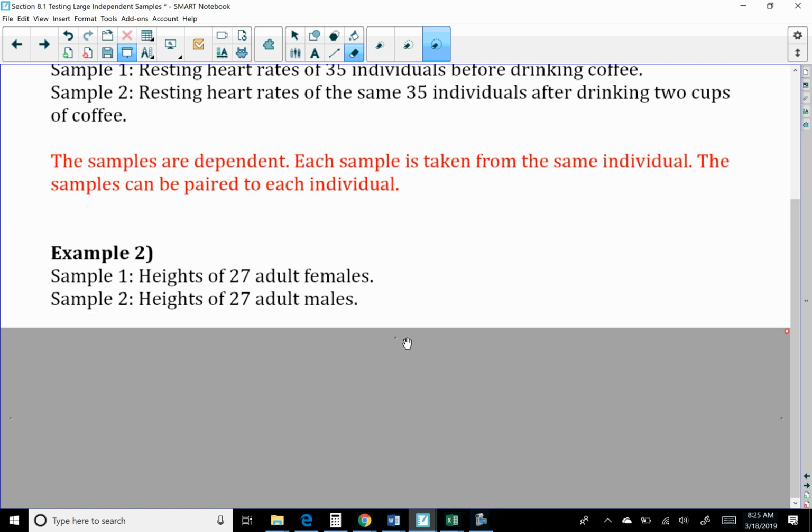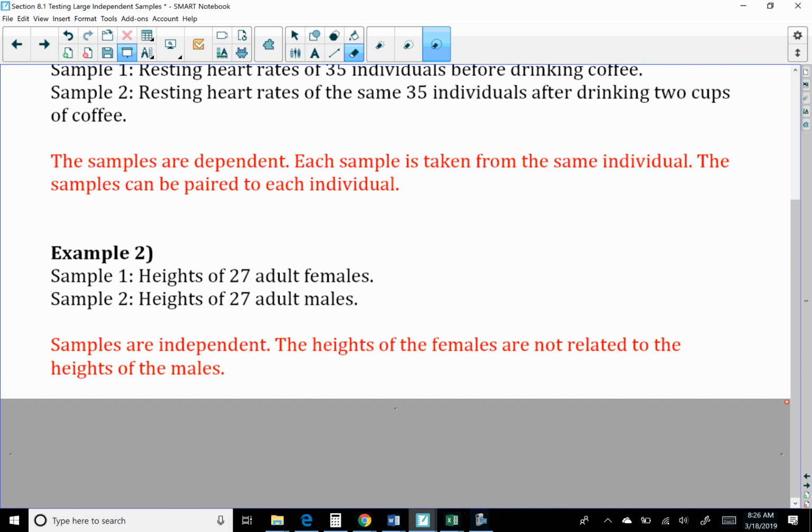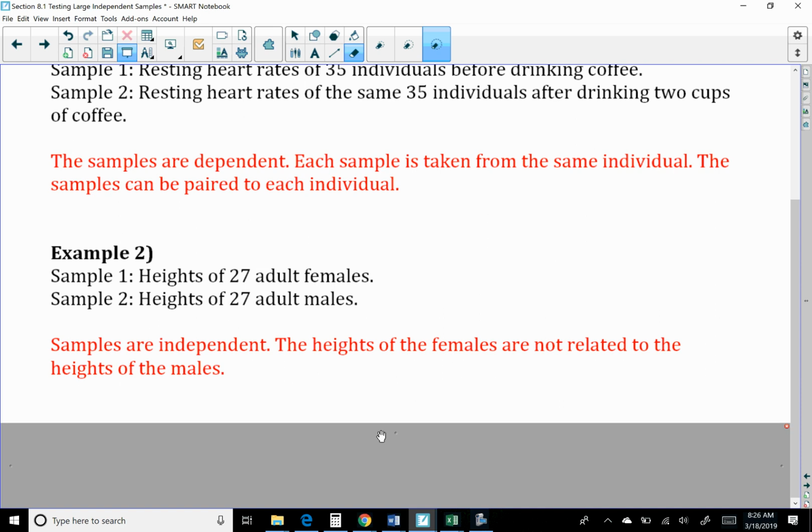Sample 1, heights of 27 adult females. Sample 2, heights of 27 adult males. Independent or dependent? Independent. Samples are independent. The heights of the females are not related to the heights of males.